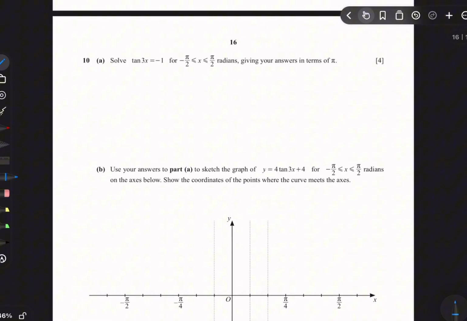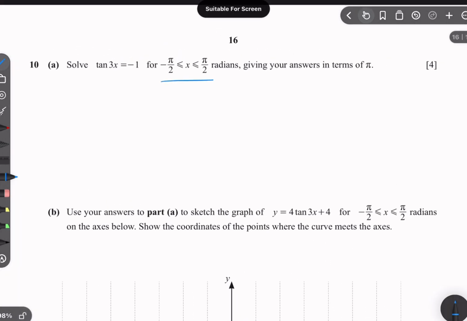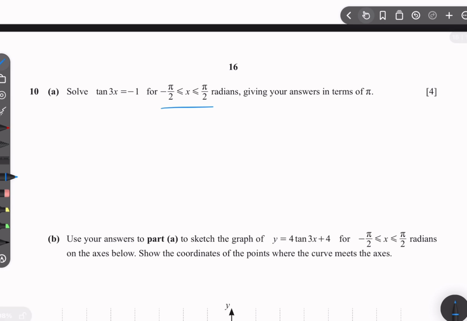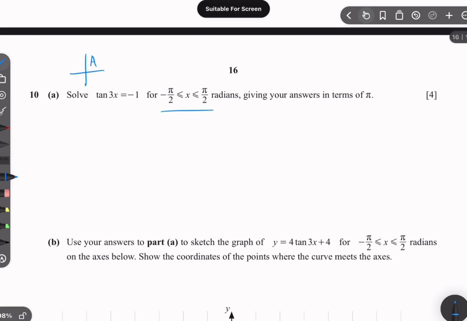Part 10. Solve tan 3x equals minus 1, giving our answer in terms of pi. Because the value is negative, we'll be finding angles where tan is negative, which is the second and the fourth quadrant. We can use the mnemonic "add sugar to coffee": tan is positive in the first and third quadrants, and negative in the second and fourth. The inverse tan of positive 1 is pi over 4. Then we want the angles in the second and fourth quadrant, which will be pi minus pi over 4 and 2 pi minus pi over 4.